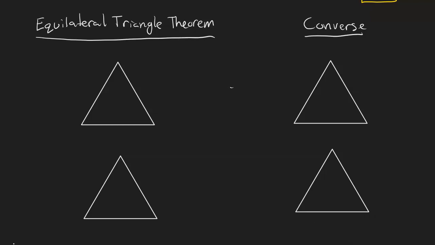Equilateral triangle theorem basically states that if a triangle is equilateral, meaning all three sides are congruent, then they are also equiangular, meaning all three angles are congruent. And the converse to that also applies. If a triangle is equiangular, then it is also equilateral, meaning all three sides are congruent. Very basic, very simple. So if it's equilateral, it's equiangular.